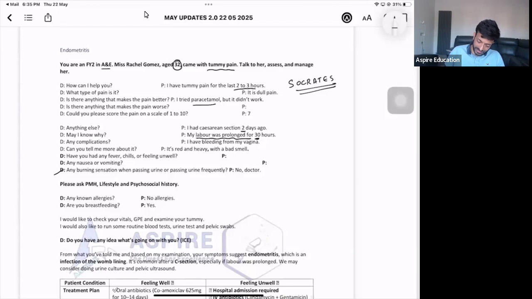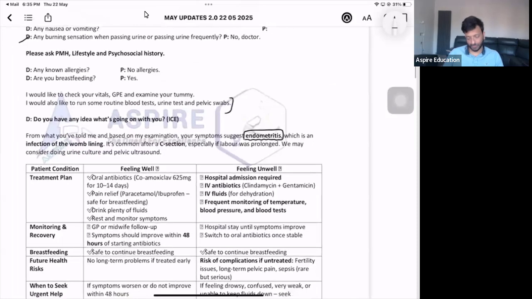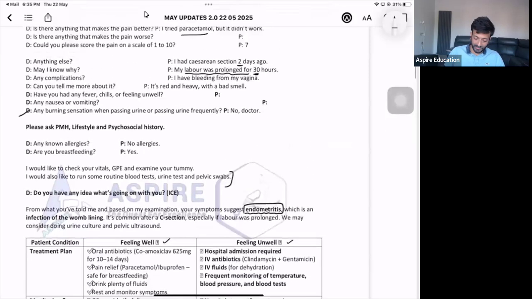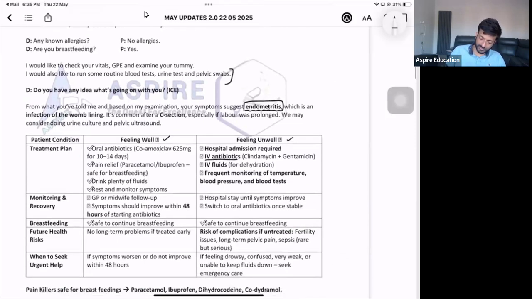I would like to do general physical examination, vitals, and pelvic swabs, all those things you can mention. And then what happened is this patient has got pain. So the diagnosis is most probably endometritis. Yeah. Now, what is the treatment? So, I have put it in a way that if the patient is feeling well or if the patient is feeling unwell, because if the patient is feeling well, we may be able to start the patient on oral antibiotics. But if the patient is not feeling well, then you need to admit the patient and you start the patient on IV antibiotics. That's the thing.